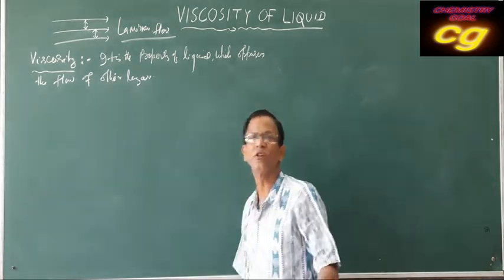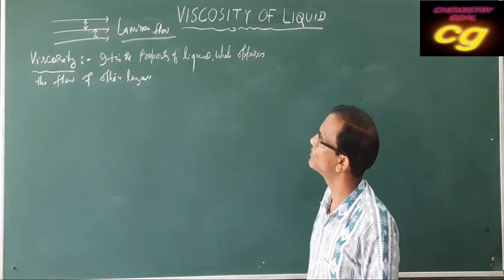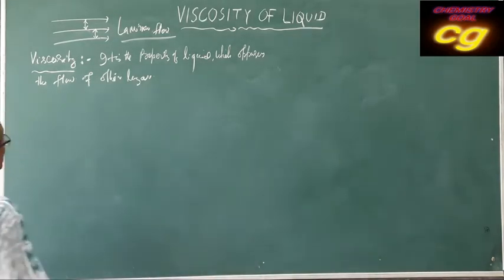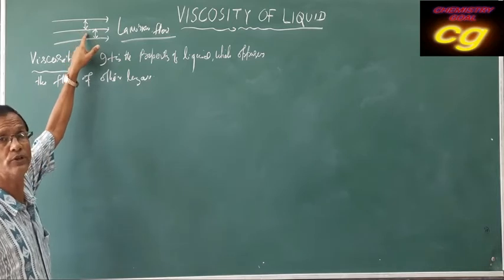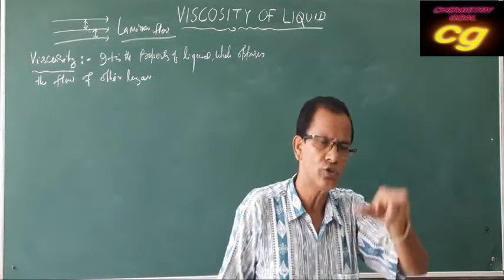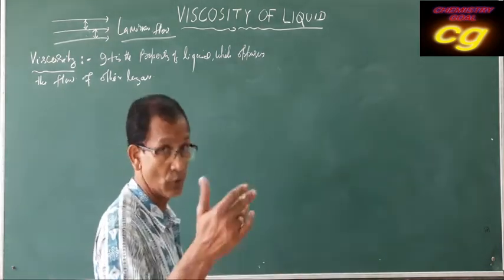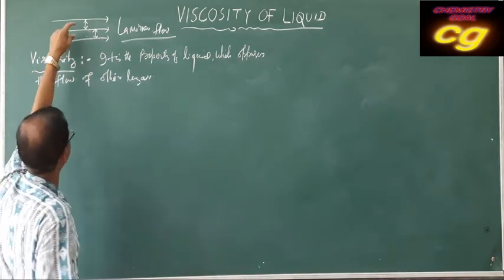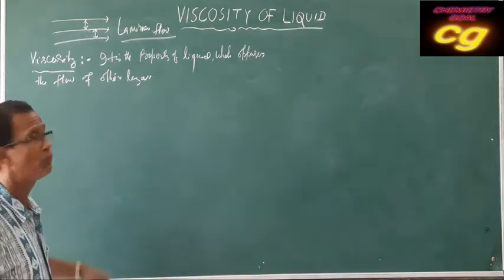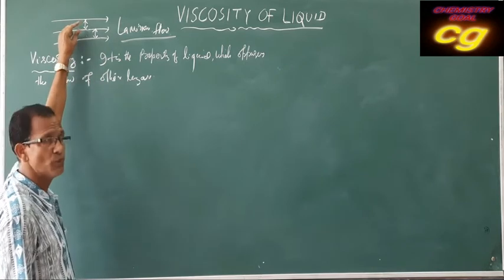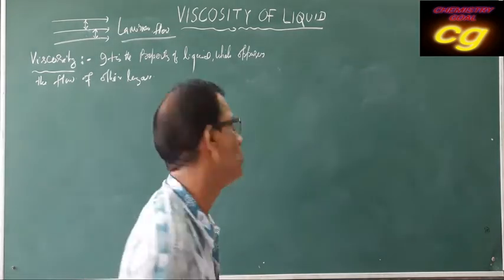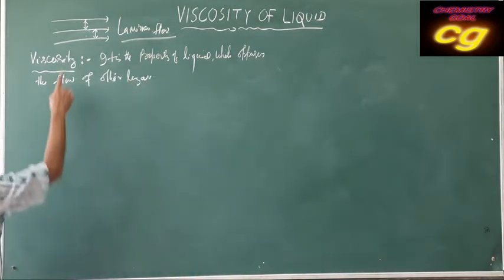One layer opposes the other layer. This property is called viscosity. And viscosity mainly depends upon the intermolecular force between two layers. If the attraction is more, then the opposing tendency will be more, so liquid cannot flow easily. This attraction can be expressed in the form of force. If the attractive force between the molecules of two layers is more, then liquid flow will be slow.